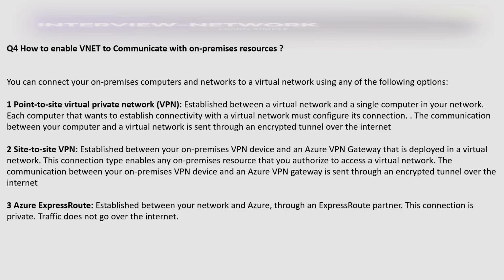Number two, site-to-site VPN. Established between your on-premises VPN device and an Azure VPN gateway that is deployed in a virtual network. This connection type enables any on-premises resources that you authorize to access a virtual network. The communication between your on-premises VPN device and an Azure VPN gateway is sent through an encrypted tunnel over the internet. Number three, Azure ExpressRoute. Established between your network and Azure through an ExpressRoute partner. This connection is private. Traffic does not go over the internet.